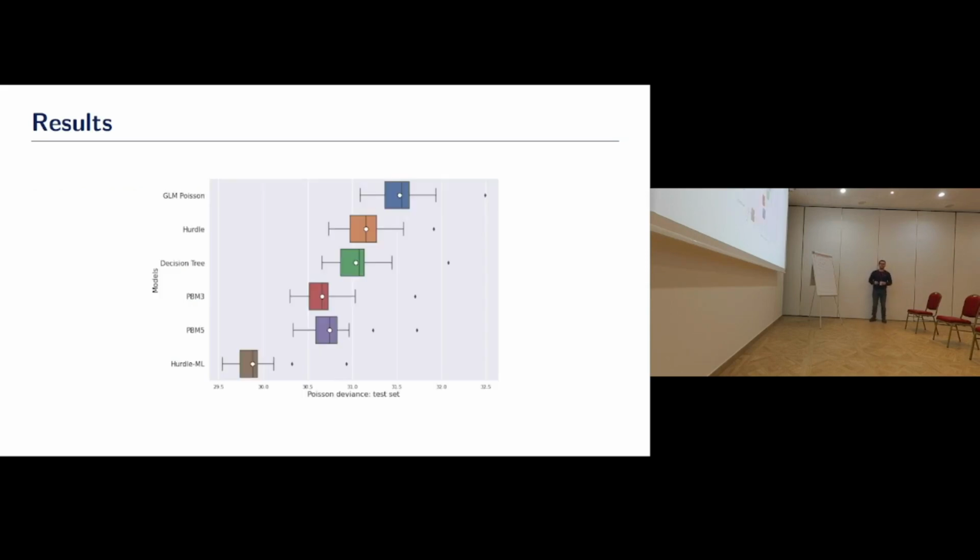And I have 30 values, so I can draw a box plot. So here's the box plot of the different models that I built for the database. And you can see that the model I built with machine learning is better than the other models.